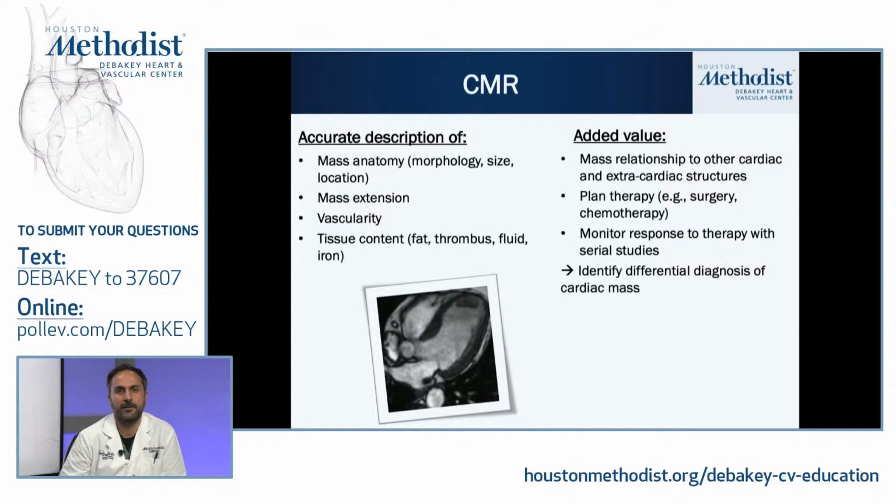For MRI, we have all these characteristics of echo available, except maybe the portability and the Doppler, but we can see the anatomy, the morphology, the size, the location, the mass extension, its vascularity. Most importantly, its tissue content. Is it fat? Is it thrombus? Is it fluid? We can put all of these together, along with the mass location and its relationship with the other structures. Importantly, we can plan the therapy because of the imaging. We can tell the surgeon where the mass is, so they can get a good idea how to approach it, and we can also use it to monitor response to therapy of the mass.